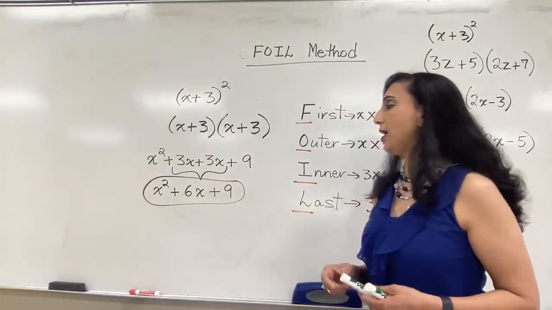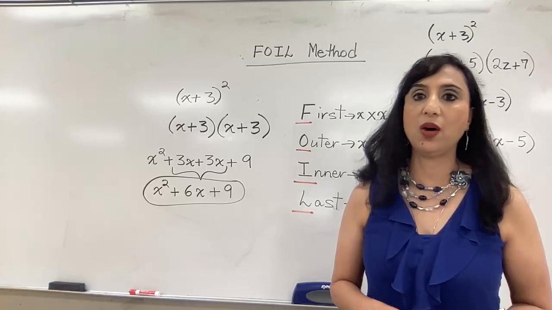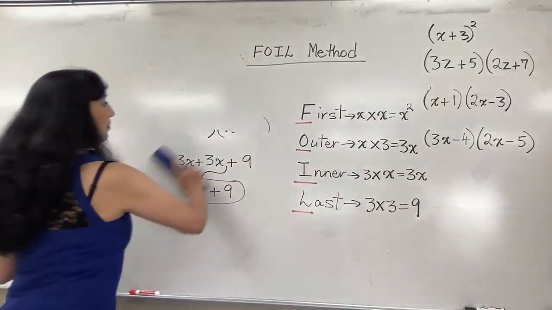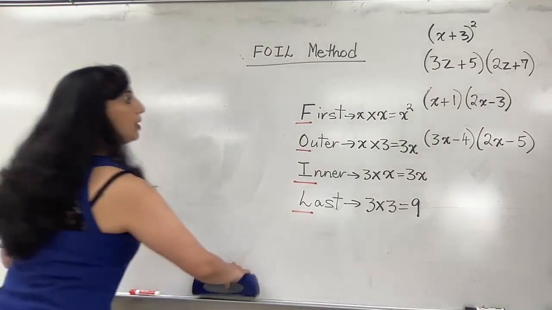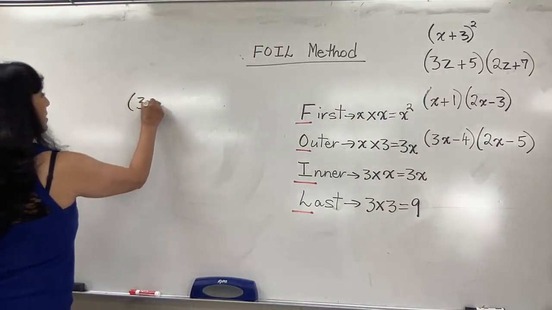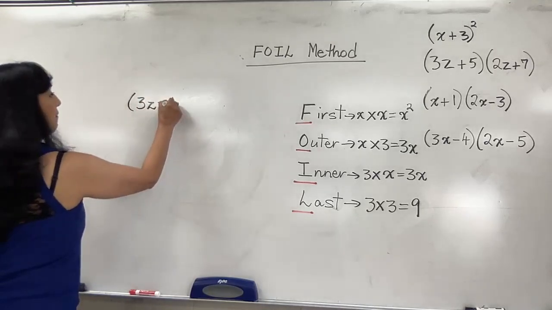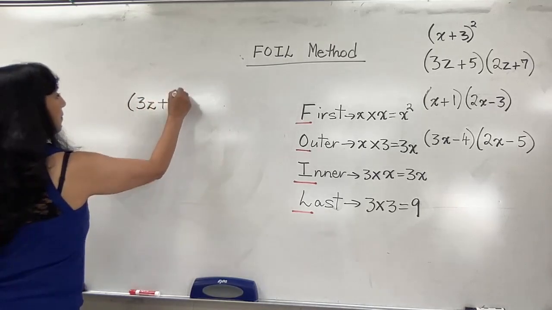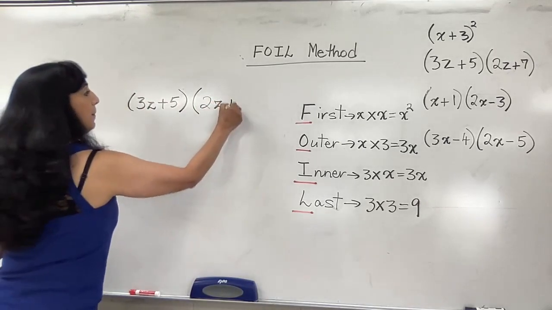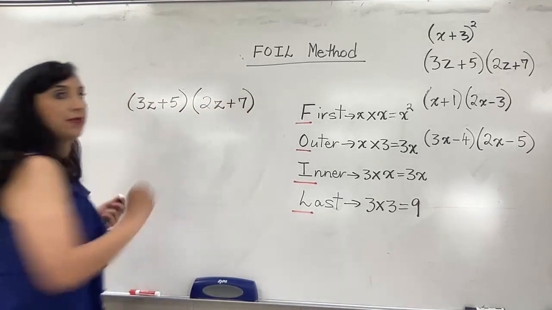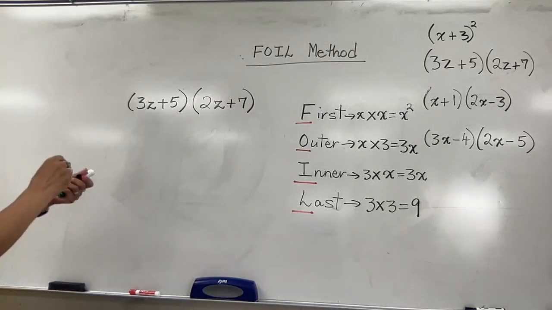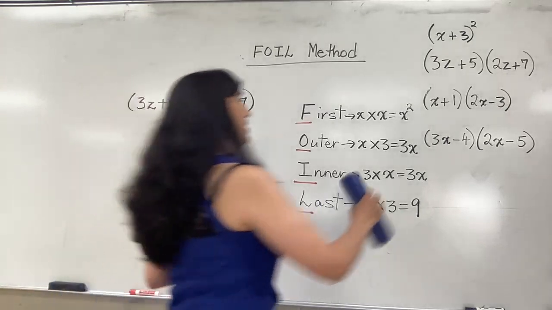Okay, let's try another addition one and then we'll go into subtraction. Next problem, I give you 3z plus 5 times 2z plus 7. Once again we are going to do the first, outer, inner, last.